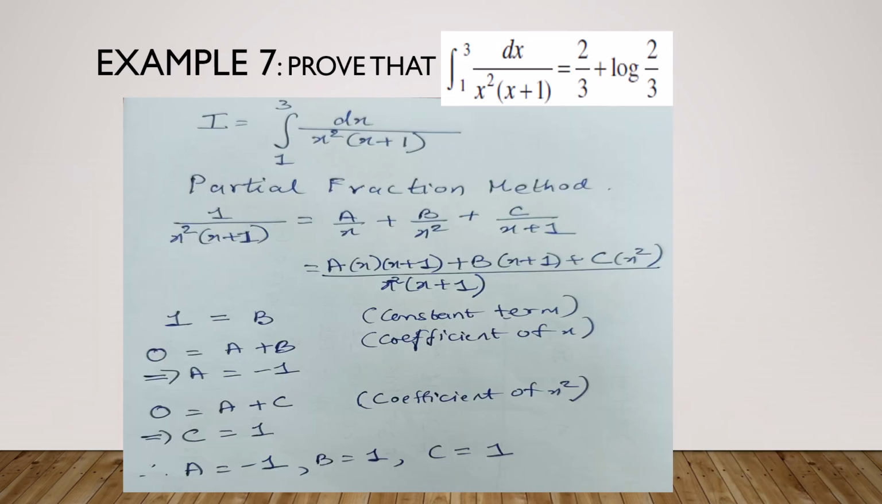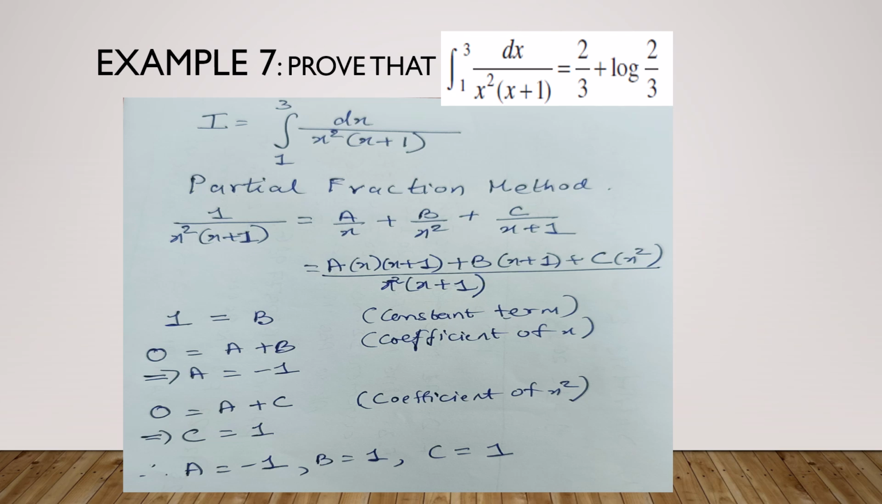Next example, integral of 1 to 3 dx upon x square into (x plus 1). You have to show this is equal to 2 upon 3 plus log of 2 upon 3. Now looking at the integral, we have studied integration. So in one of the previous integration videos, the partial fraction method was explained. So you are having 1 upon x square into (x plus 1) type. So by the partial fraction method, I have put the link in the description box so you can go through it.